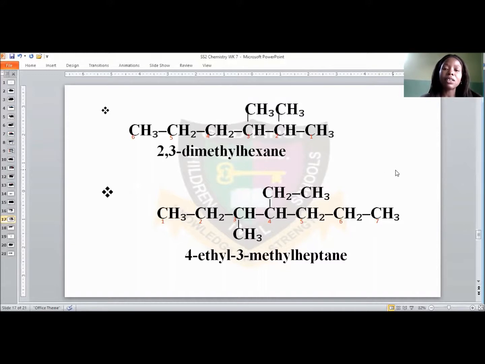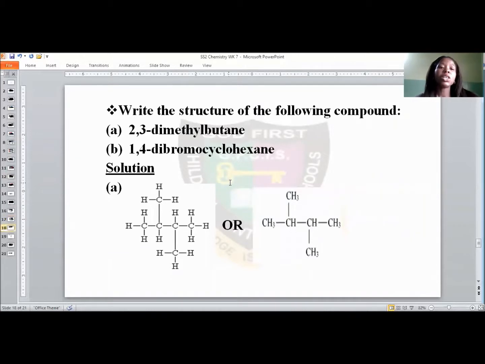Now, next, let's take another example. Write the structural formula of the following: 2,3-dimethylbutane. That's the name. So when you are giving the molecular name or the IUPAC name of a compound, to write the structure, first of all, write the parent chain. Since the parent name is butane, you write 4 carbon. So we have 1, 2, 3, 4. So 4 carbon chain, you write it down.